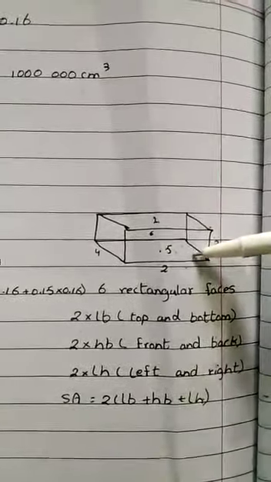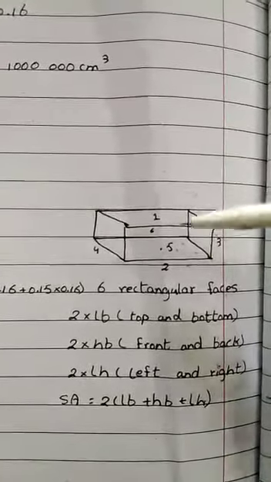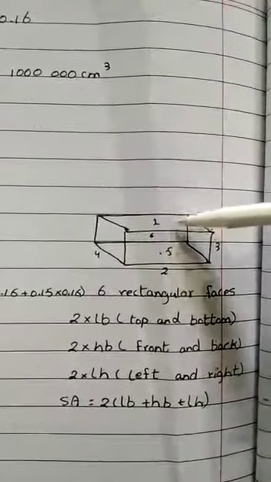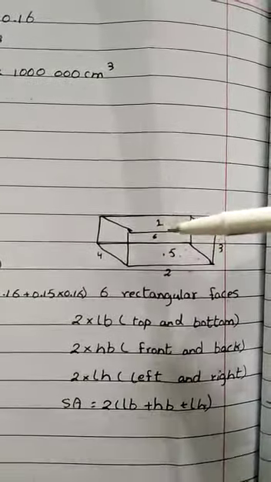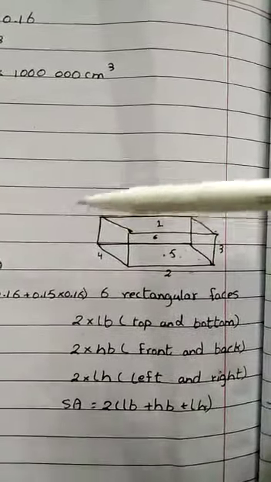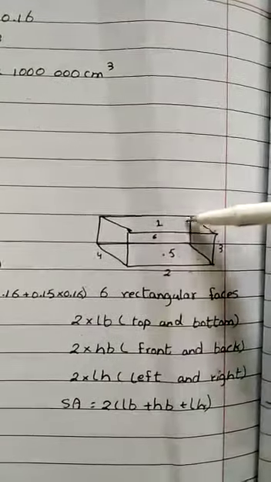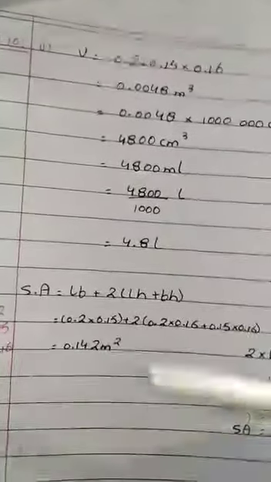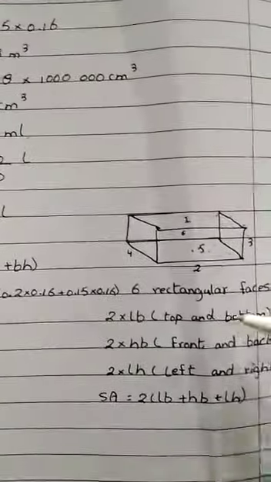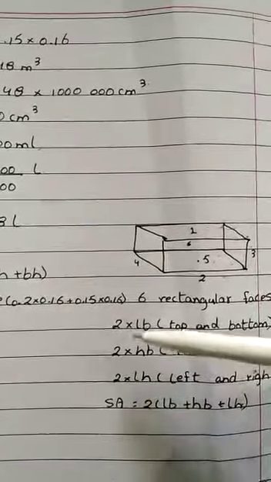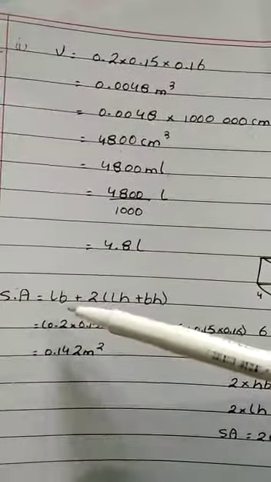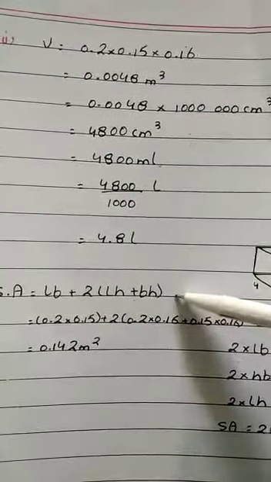Now, in contact with water means that we will not include the top surface, because the water is inside the cuboid. We will only include the bottom surface. So the formula becomes length times breadth. As I told you, on the top and bottom we calculate length times breadth, so instead of multiplying by 2, we take length and breadth only one time. So it is length times breadth plus 2 into (length times height plus breadth times height).